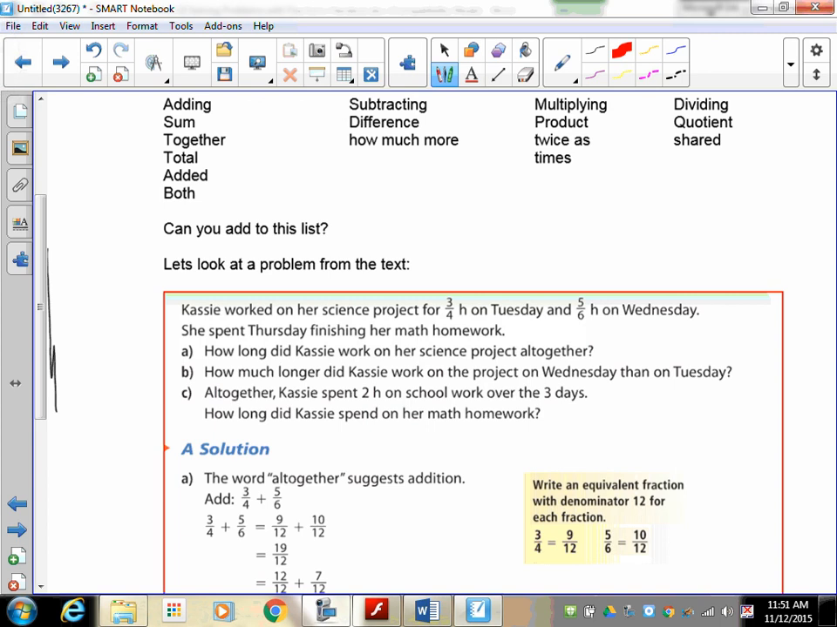Word problems. When you see the word sum, it means to add. You, by now, should know some other words that, when you encounter them in a word problem, mean to add. So sum, adding, together, total, both, added, increased by. These are things that mean you need to add. Okay. Subtracting is difference, how much more, that kind of stuff. Multiplying is product, twice as, times. Dividing is quotient, shared, grouped, halved, third. These are all words that you should be able to add words to at this point.